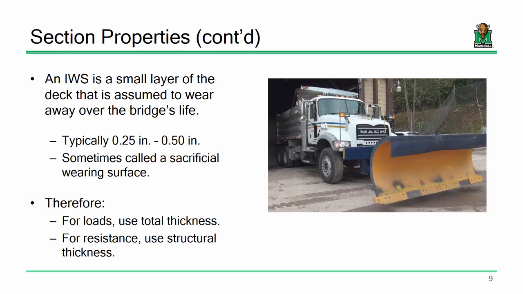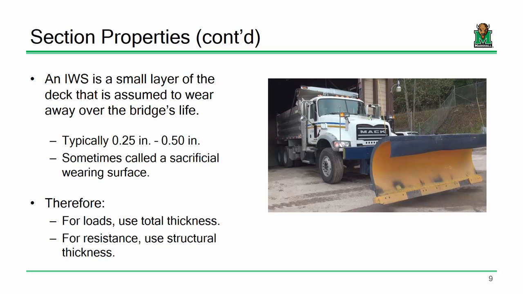The point is, when we calculate the loads that are on that structure, we're going to want to use the total thickness, the full 8.5 inches. But when we're on the other side of the equation calculating the resistance, how strong that given element is, we can't count on that full 8.5 inches because we're assuming some of that's worn away. So we're only going to consider the structural thickness, the 8 inches. Does that make sense?